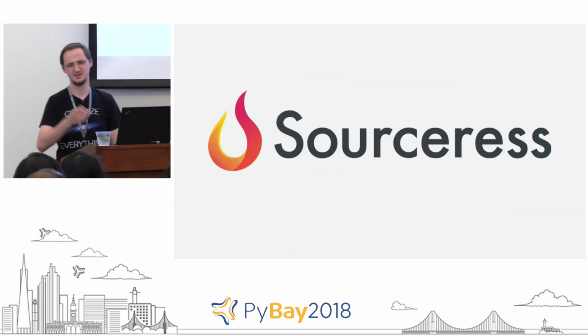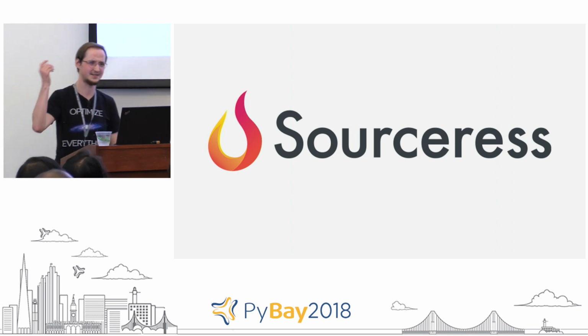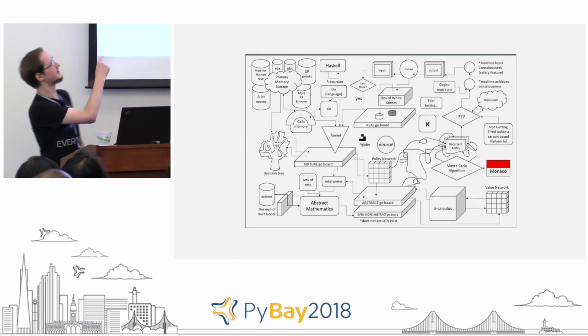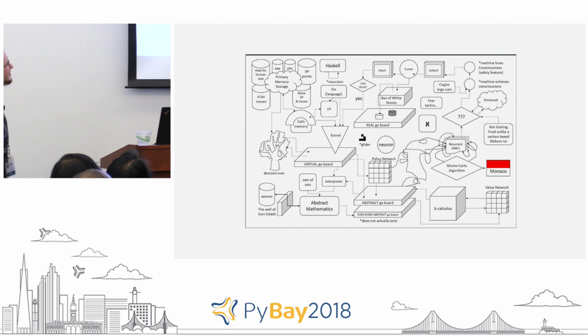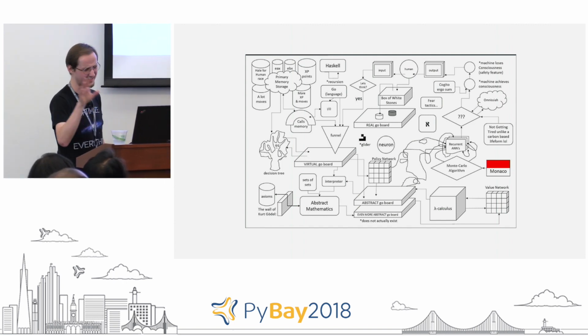So I work at Sorceress. We do machine learning stuff with people. That doesn't matter. What matters is how we do it and what our system looks like. This is what our system looks like. I mean, originally this was about Google Brain, but no, really, it's the same thing, just slightly different labels.